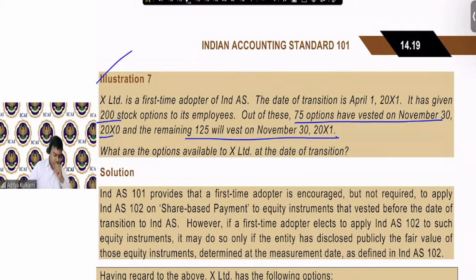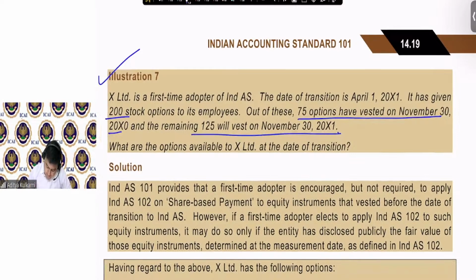Bolo. 75 options vested, exercise pending. 125 options not yet vested on the date of transition. What are the options available? Don't even look at the solution. You should be able to tell me by now. 75 options.